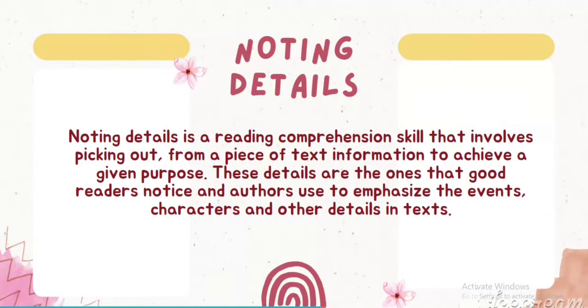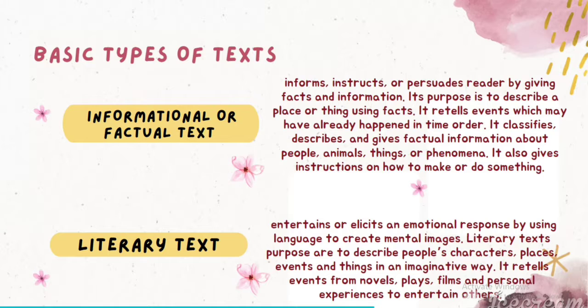Next, about noting details. Noting details is a reading comprehension skill that involves picking out from a piece of text information to achieve a given purpose. These details are the ones that good readers notice and others use to emphasize the events, characters, and other details in texts. So there are basic types of texts. So before we note details, let's talk about the type of text.